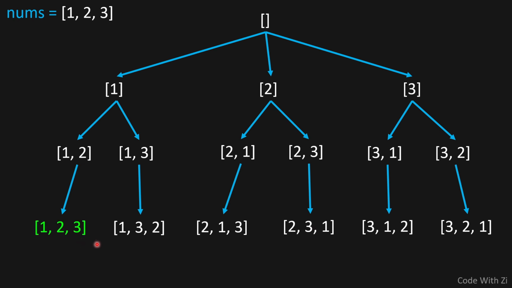If we check, these are going to be our answers. These are literally the permutations that we saw in the previous slide. As you can see, 1, 2, 3, 1, 3, 2, 2, 1, 3, 2, 3, 1, 3, 1, 2, and 3, 2, 1. How do we know that we don't need to keep exploring further?